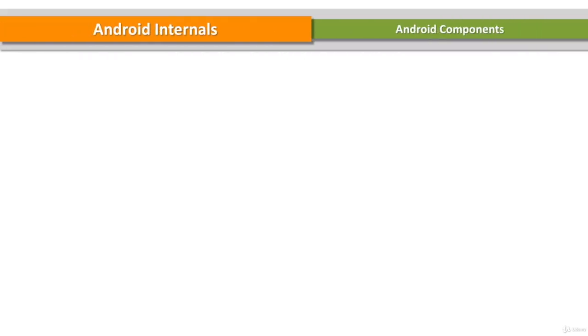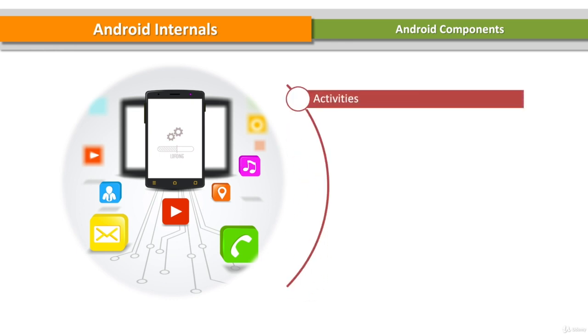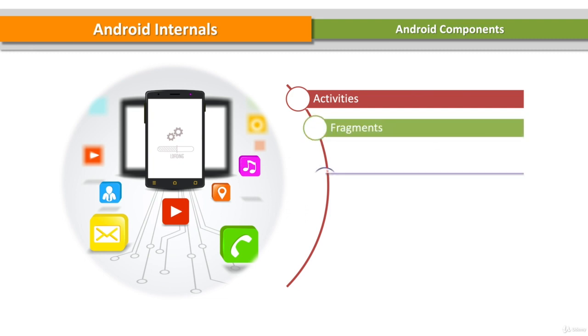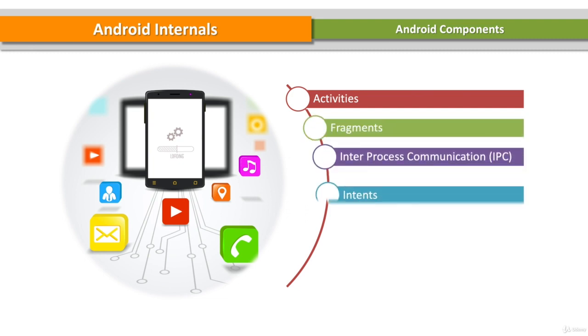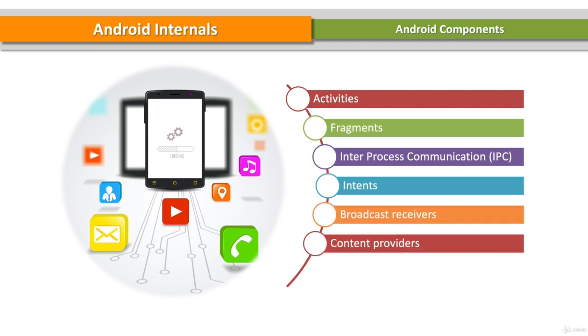So Android apps are made of several high-level components. The main components are activities, fragments, inter-process communication mechanism, intents, broadcast receivers, content providers, and services. All these elements are provided by the Android operating system in the form of predefined classes available through APIs.